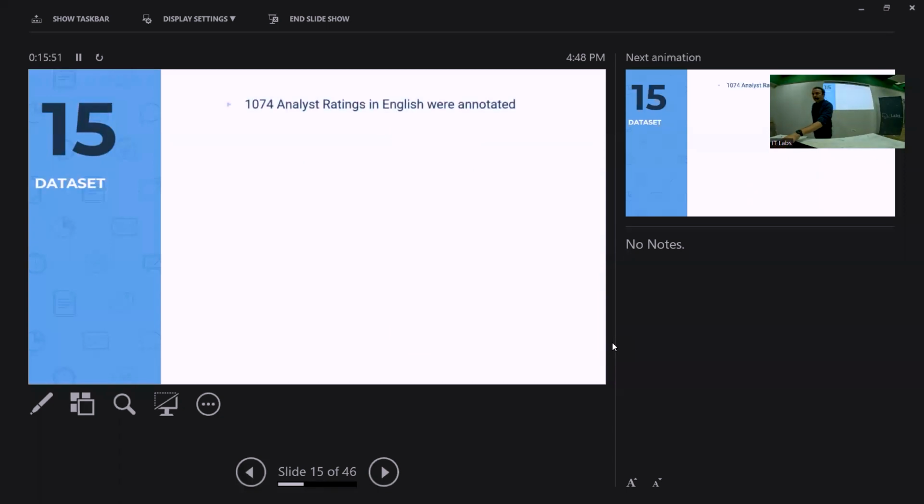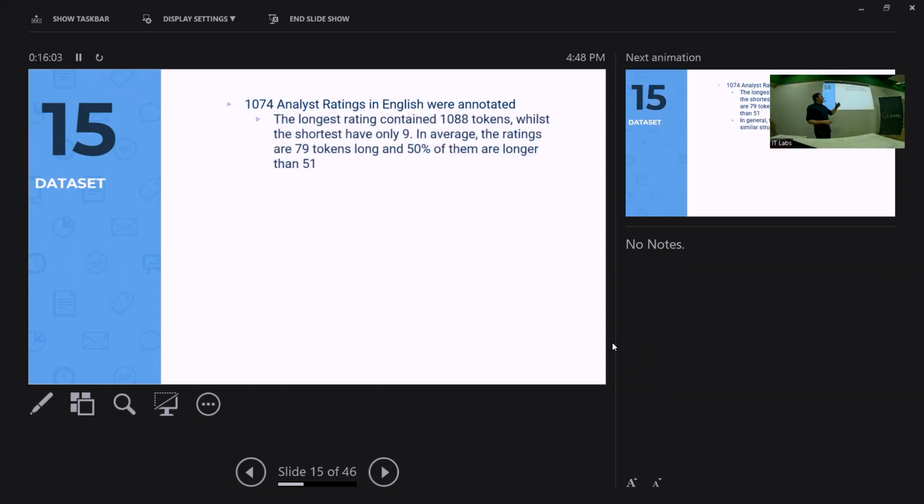It's not a big dataset, about 1,000 analyst ratings, because we didn't have so many. We used the English language. The longest had 1,100 words, the shortest only 9, so it's quite diverse. On average the ratings have 79 words, and 50% of them are longer than 51. Just some statistics. In general they were concise, because we randomly collected them and they had a similar structure.